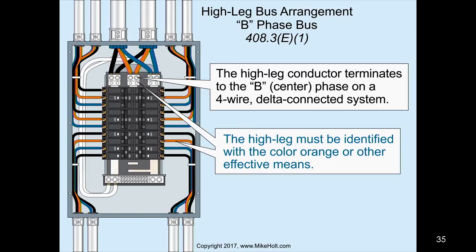The other rule that comes in here is in 408.3(E)(1): the high leg is required to terminate to the B phase on a 4-wire delta connected system. Years ago, it was the C phase.